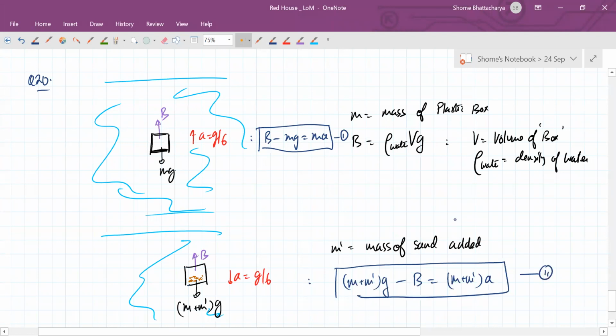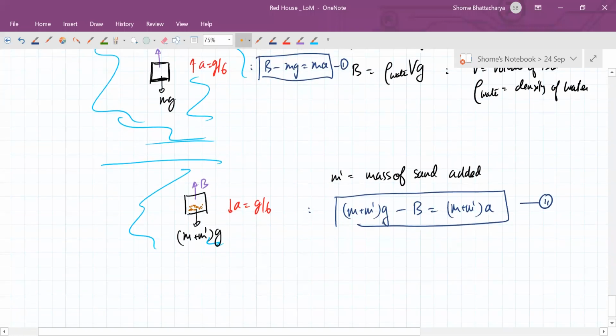Now you want to find out the value of m prime. So first you get rid of the buoyant force, which you can do by adding the two equations. So equation 1 plus 2, you will get m prime g on the left hand side, because mg minus mg will cancel, b minus b will cancel, and you're left with m prime g. On the right hand side you will get 2m plus m prime into a, and then in this substitute a as g by 6. So that's it, we're done.